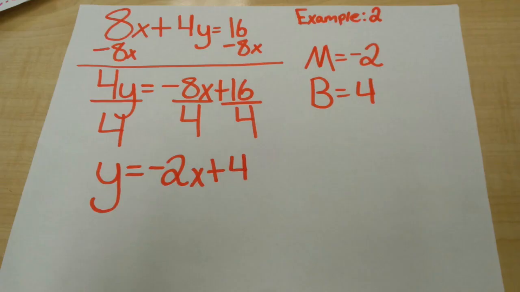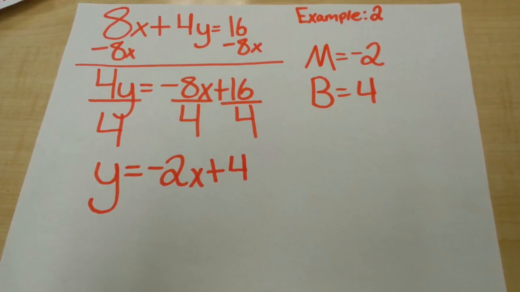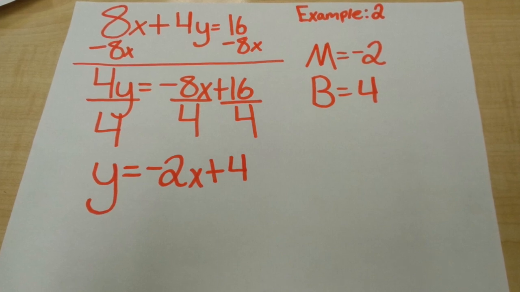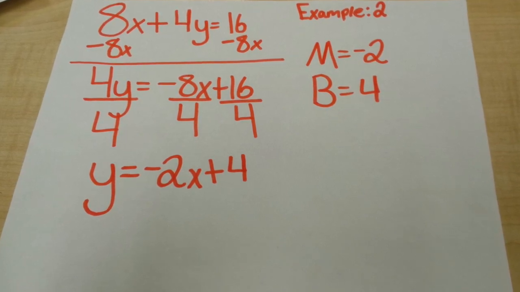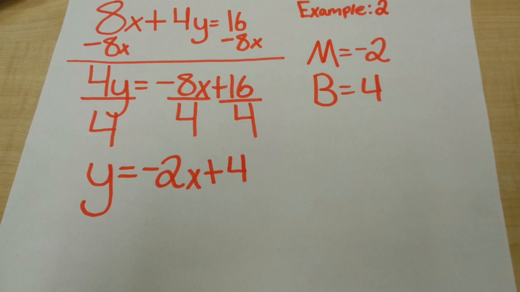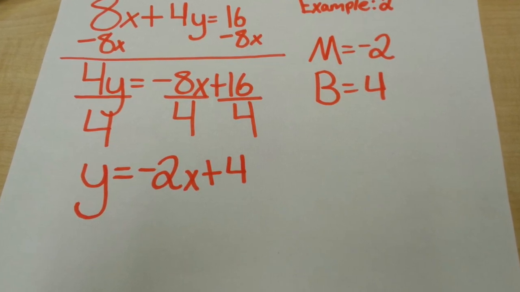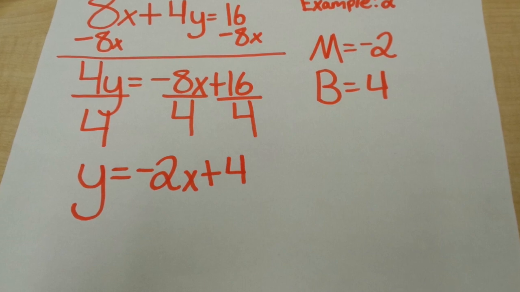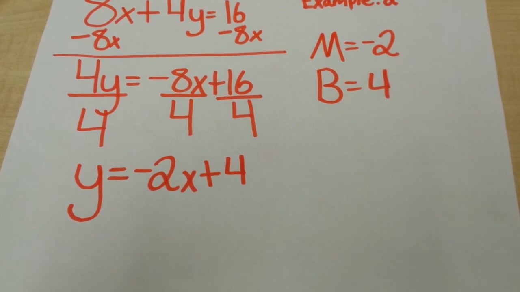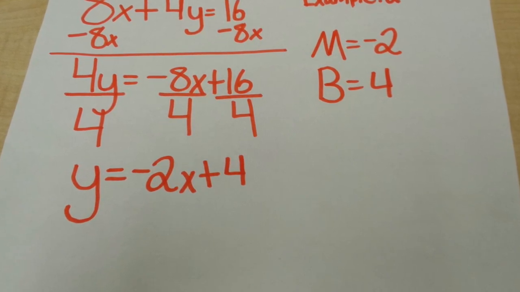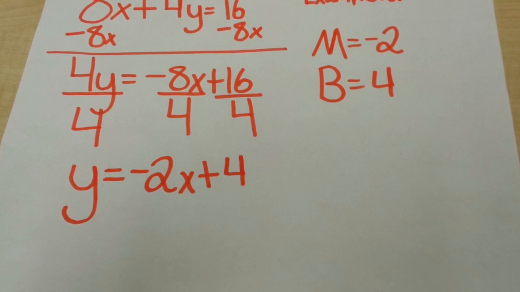For the second example, you have to get the variable y by itself, so you subtract 8x on both sides. Then the equation is 4y equals negative 8x plus 16. Now divide 4y with everything in the equation, so the example is now y equals negative 2x plus 4. So it's in slope-intercept form, and the slope is negative 2, and the y-intercept is 4.